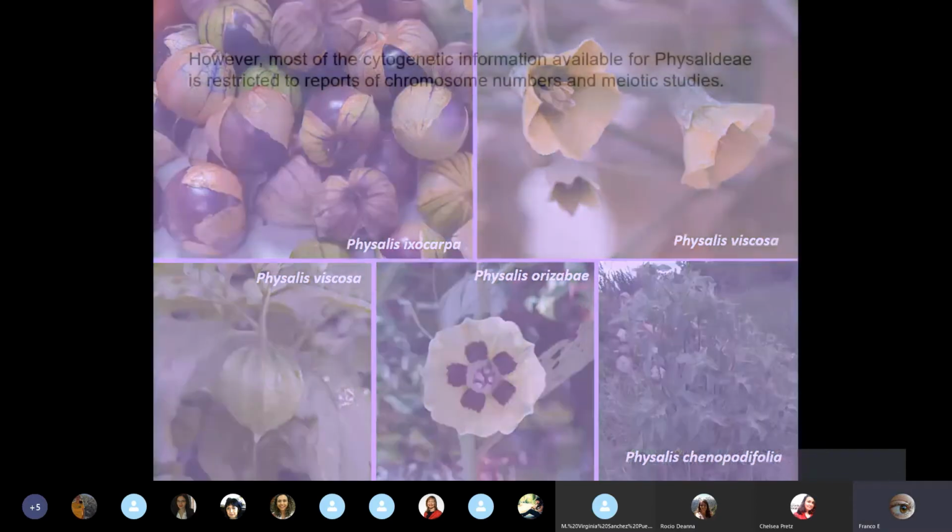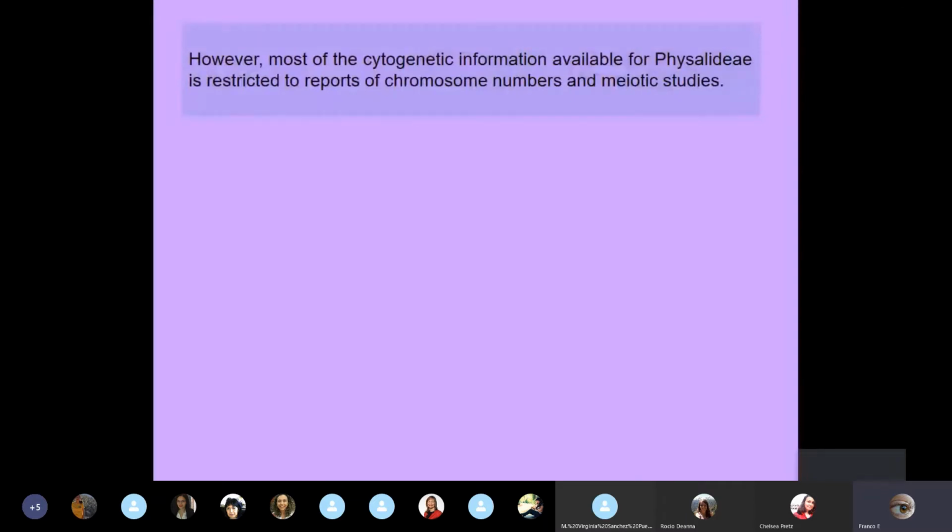So we have highlighted how chromosomes are important. However, most of the cytogenetic information available for Physalidae is restricted to reports of chromosome numbers and meiotic studies. So the aims of our work were to infer evolutionary patterns of chromosome characters onto a molecular phylogeny of the Physalidae, accounting for an increase of karyological characterization of the genera within this subtribe, especially Physalideae.